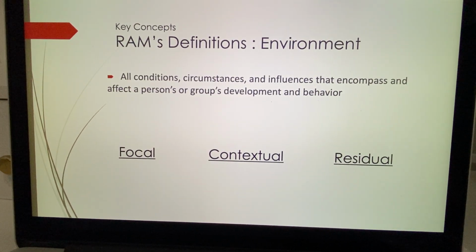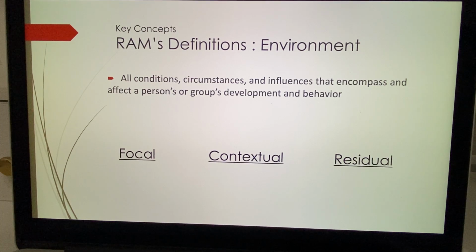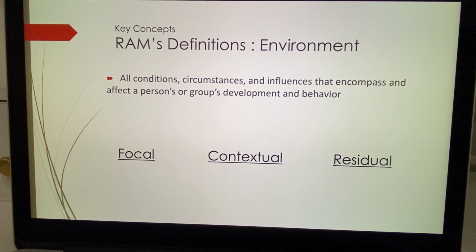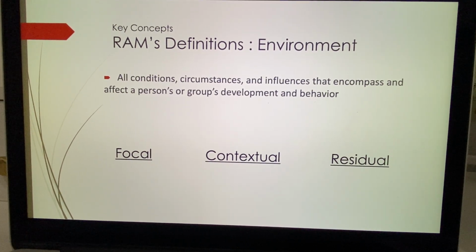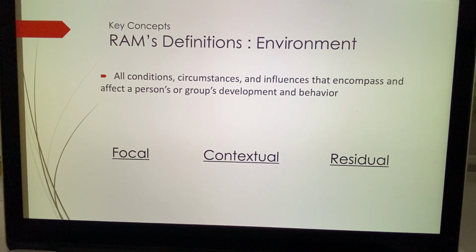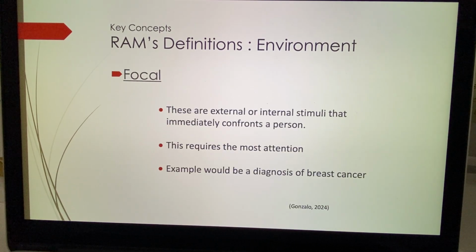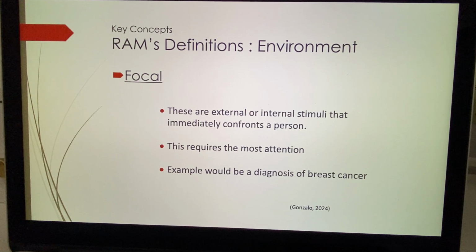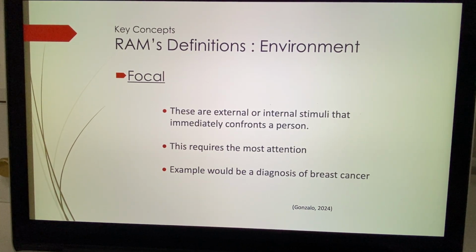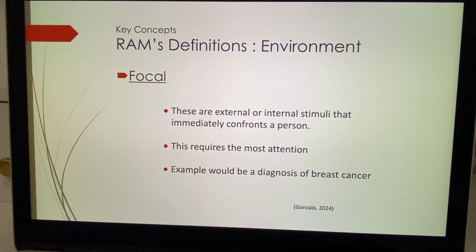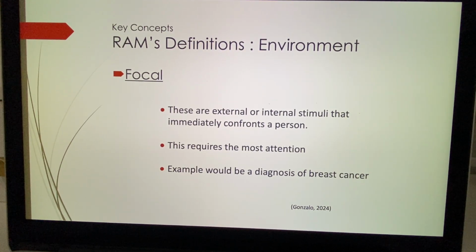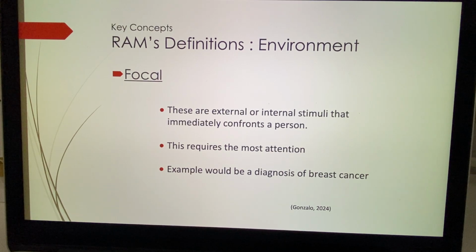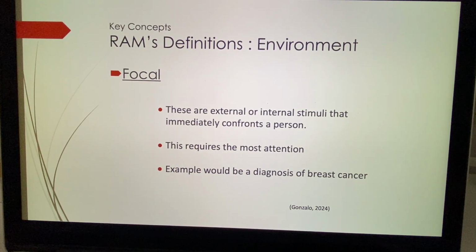Roy's adaptation model defines environment as all conditions, circumstances, and influences that encompass and affect a person's or group's development and behavior. Environment is comprised of three types of stimuli: focal, contextual, and residual. Starting with the focal stimuli, these are external or internal stimuli that immediately confront a person. This requires the most attention. An example would be a diagnosis of breast cancer as the focal stimulus for a patient.